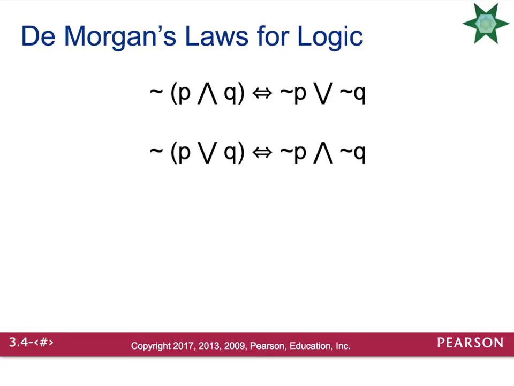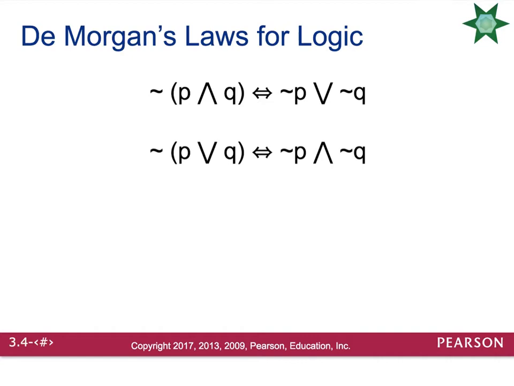There are what's called De Morgan's Laws. De Morgan is a famous mathematician, and he found two statements that are always logically equivalent to each other. You can go through and prove it using a truth table if you want. You are not required to. You can just memorize them.